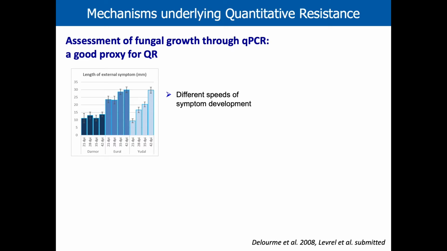But if scoring is performed at later stages, for example at 50 or 60 days post-inoculation, we can see higher symptoms on Udall compared to Ural, as seen in the field.